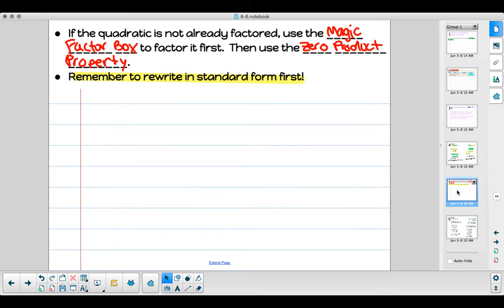If the quadratic is not already factored, you can use the magic factor box to factor it first, and then go ahead and follow the zero product property. Remember that you should have your quadratics in standard form, so ax squared plus bx plus c, and it should be set equal to 0 before you can do any factoring.